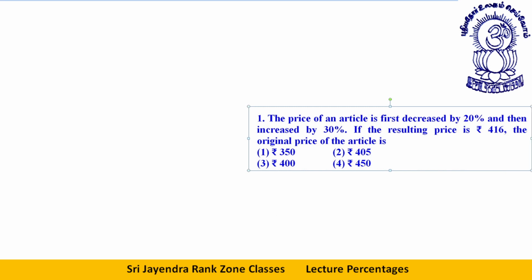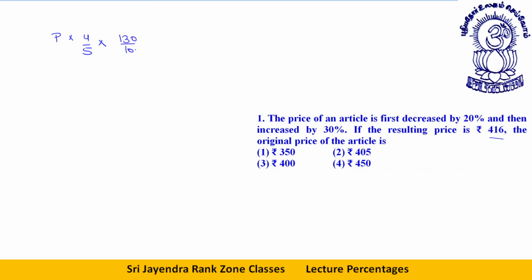This is the question we have. The price of an article is first decreased by 20% and then increased by 30%. If the resulting price is 416, the original price of the article was? Let's say the original price was P. First it decreased by 20%, so it becomes 80%. You can say 80 by 100, or 0.80, or you can also write 4 by 5. It depends entirely upon you. And then it is increased by 30%. When a thing is increased by 30%, it becomes 130%, which you can also write as 13 by 10.